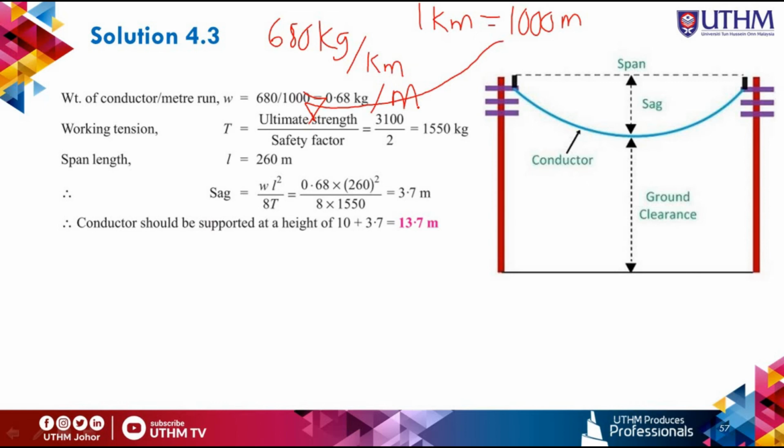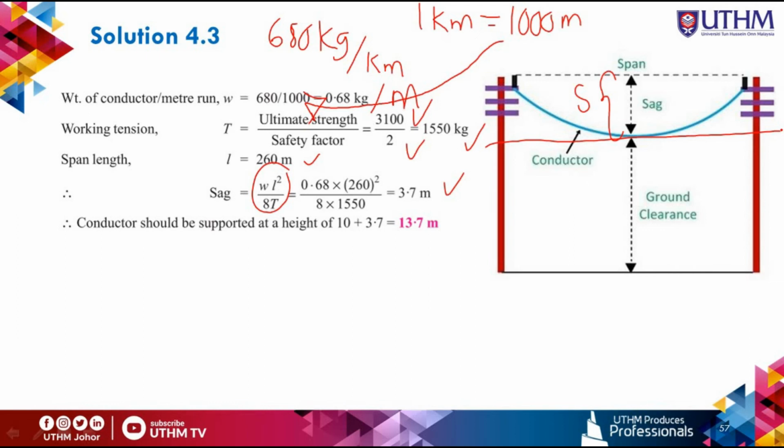The working tension is T equivalent to ultimate strength divided by safety factor. The ultimate strength is 3100 divided by 2, so we get 1550 kilograms. And the span length L is 260 meters. By using this equation, we get the sag for this system as 3.7 meters. So this is the sag.